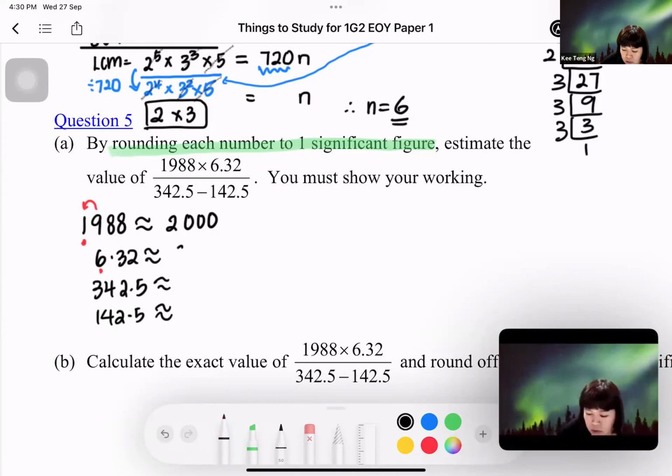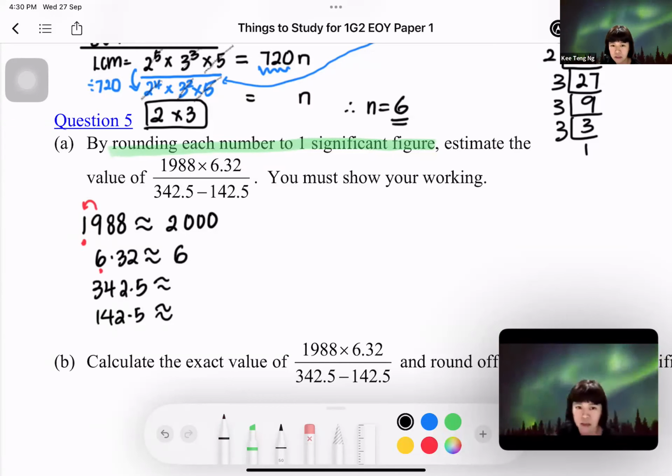No response. Okay, I see the answer. Xing Yu, still you. One question haven't finished yet. Where do you want to round off to? Still you. Then Xing Yu, tell me the next one. 3, 4, 2, 5, round off to 1 sig fig. What do you get?